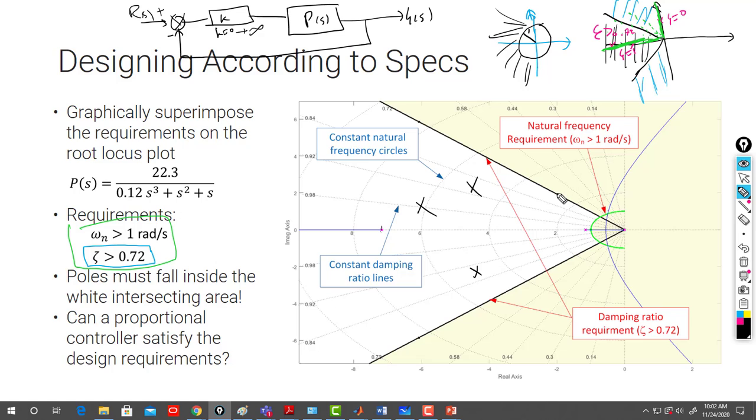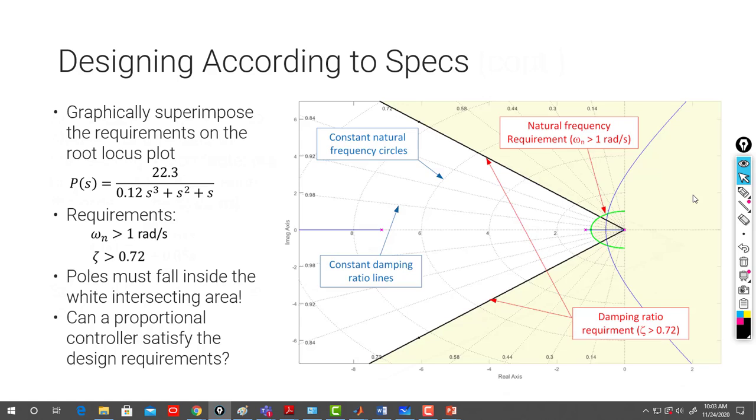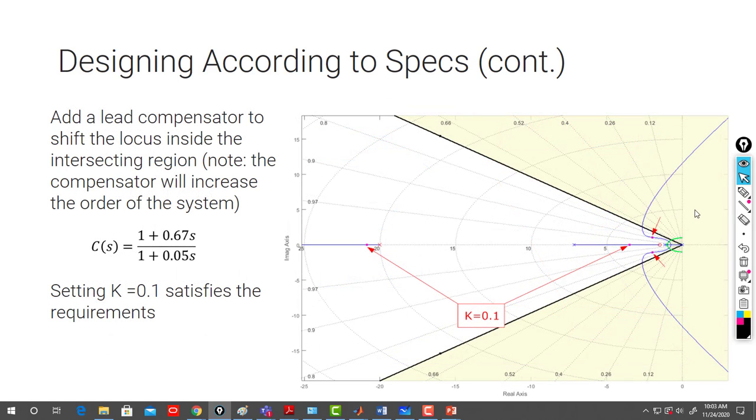So let's read first what they are putting here. Poles must fall inside the white intersecting area. Can a proportional controller satisfy the design requirement? What is the answer? Of course not, it cannot. So maybe we'll look at what they did then. Okay, let's see what they are using. Add a lead compensator, which we don't know what it is. But well, they added a controller now. This is my P of S. They added a controller, they call it C of S.